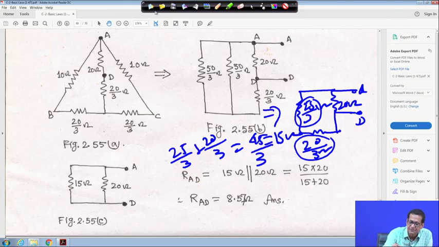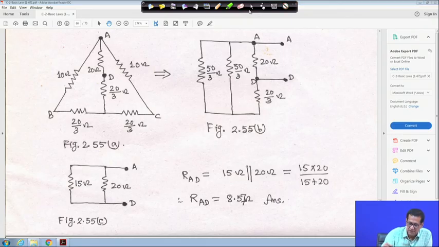So let me clean it, right. So this 15 and 20 ohm are in parallel, these two, and it is equivalent. You find out that 15 into 20 upon 15 plus 20. So RAB will be 8.57 ohm. This is your answer, right.